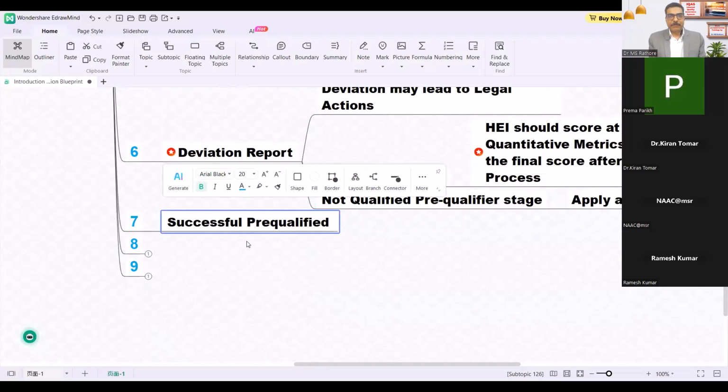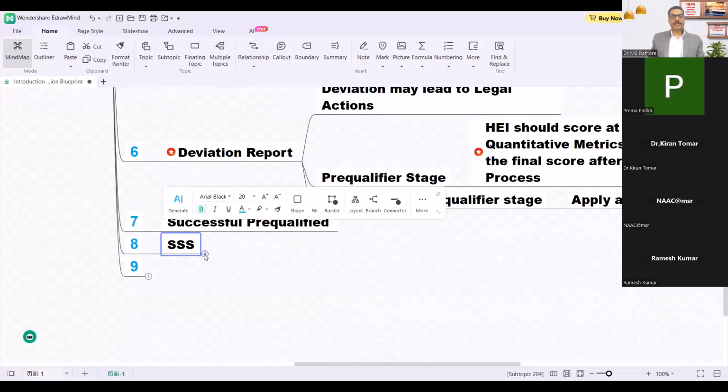If you are successfully pre-qualified, then the next step would be there. And let me share with you the student satisfaction survey. What is this? I told you that in the matrix number 2.7.1, you have to fill in these details, and these details are actually required for the student satisfaction survey. In 2.7.1, you have filled in the student details.